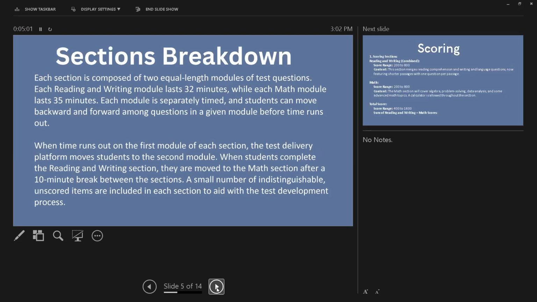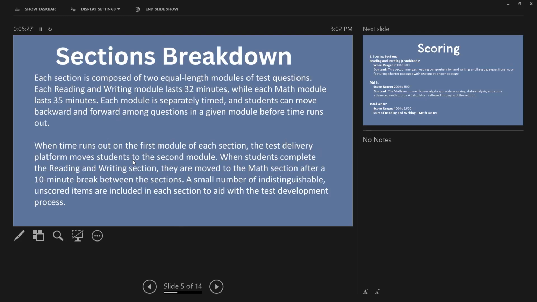Now let's talk about the sections breakdown. Each section is composed of two equal length modules of test questions. Each reading and writing module lasts 32 minutes, while each math module lasts 35 minutes. So it is separately timed. You can move backward and forward among the questions in a given module before the time runs out.